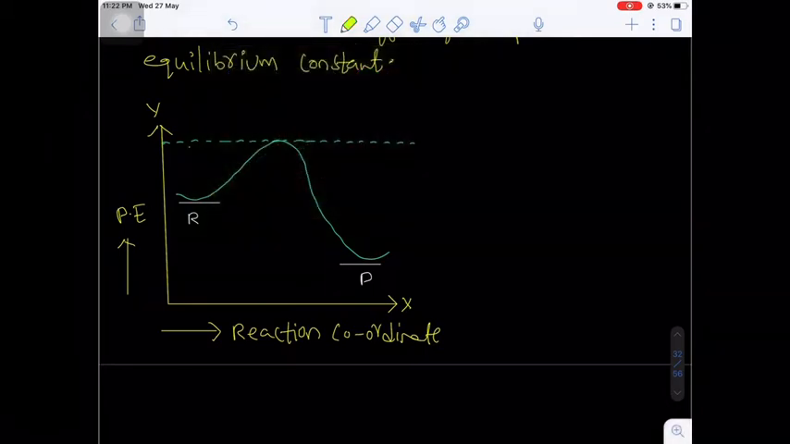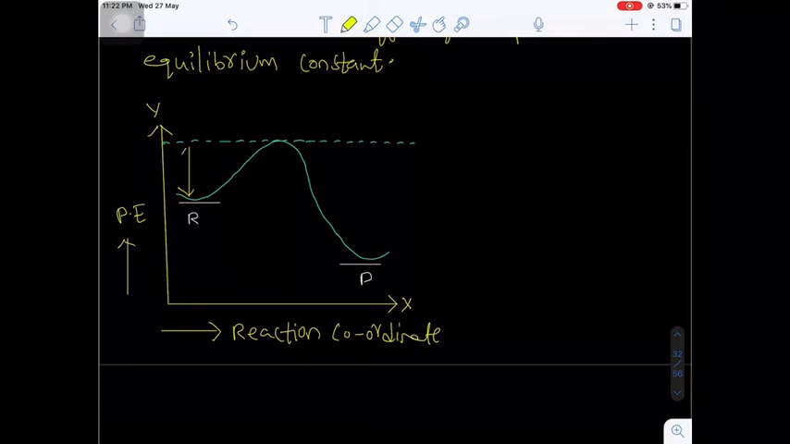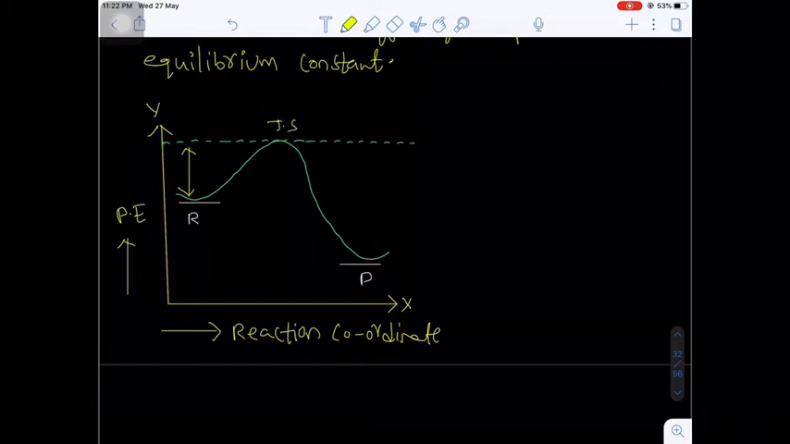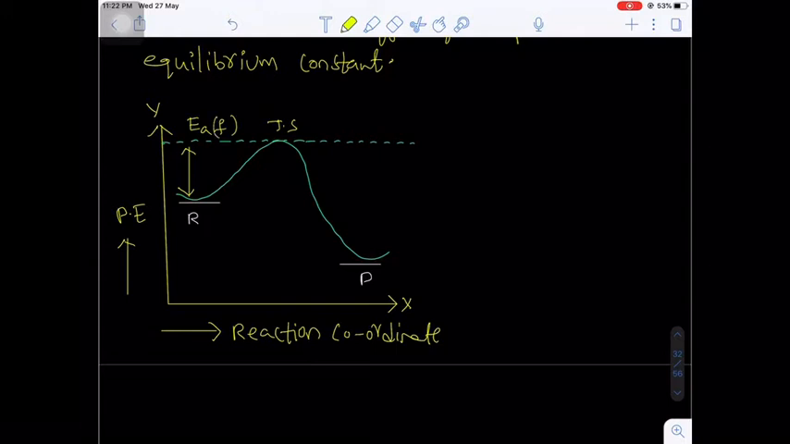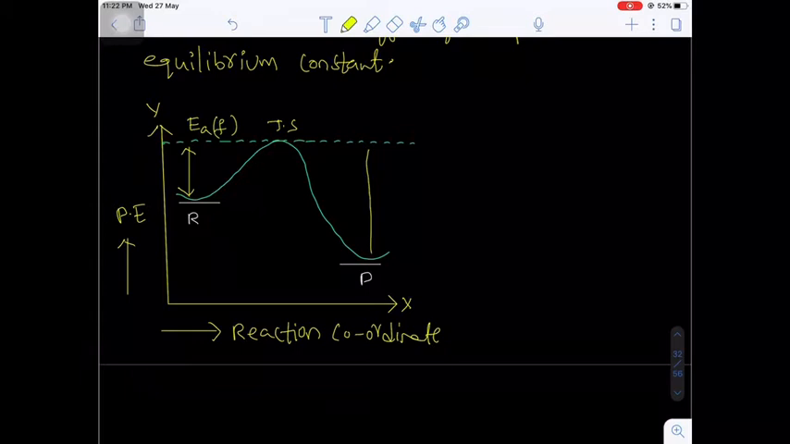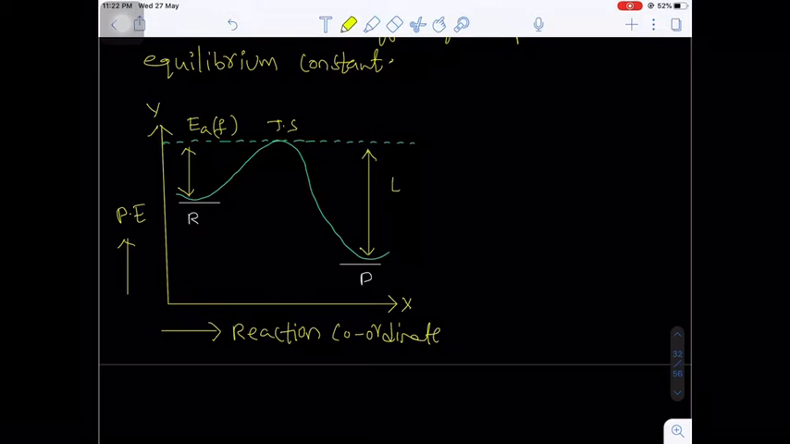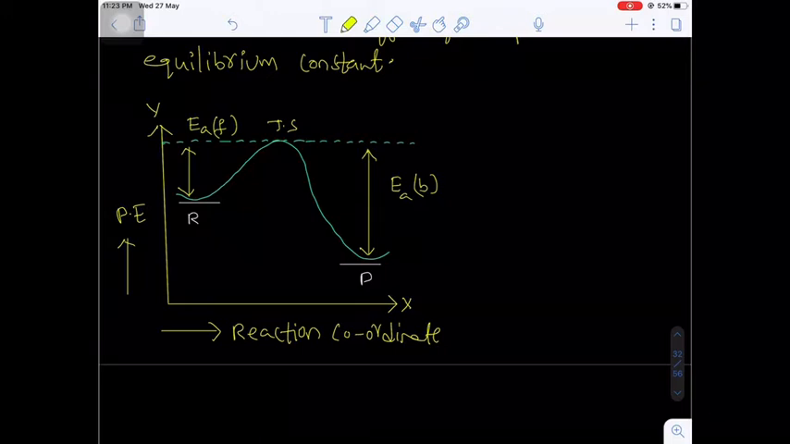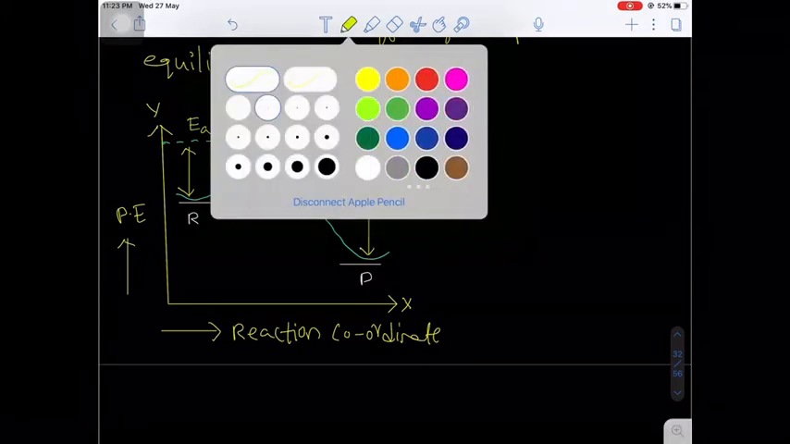Now here, if you see from here to here, that means the energy difference between the reactants and the highest energy, that is the transition state here, is called the activation energy of the forward reaction. Now the energy difference between the products and the transition state is the activation energy of the backward reaction. Okay.